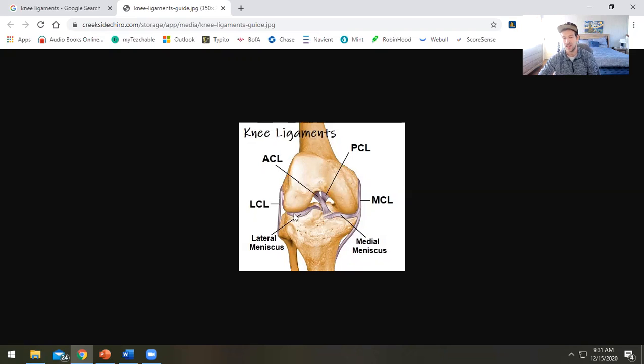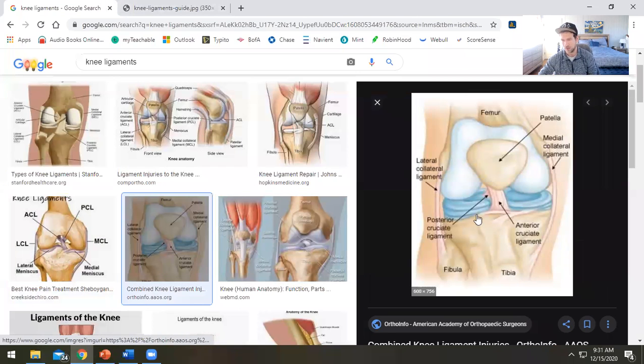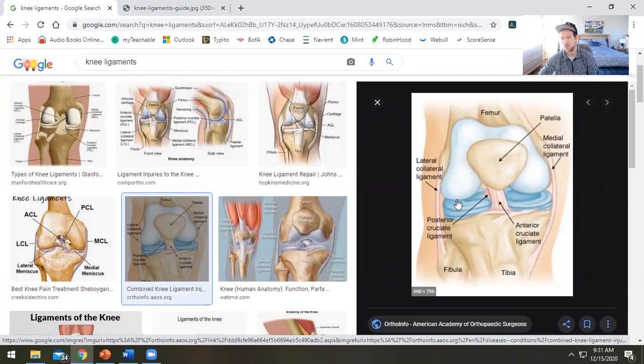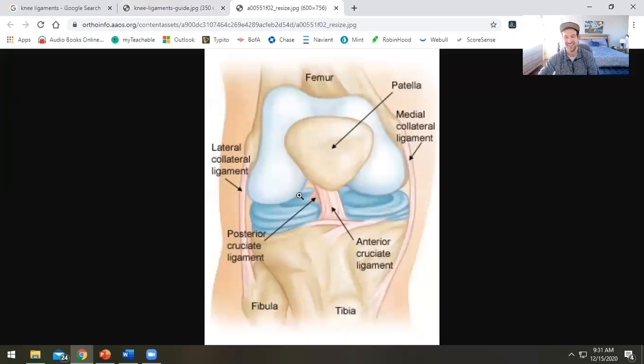Then you can see these little discs underneath both of these major condyles here, right? Those are what we call your meniscus. These aren't the best meniscus drawing. Actually, this is a great picture. I'm going to pull this one up. There's your ACL, there's your PCL in the back.